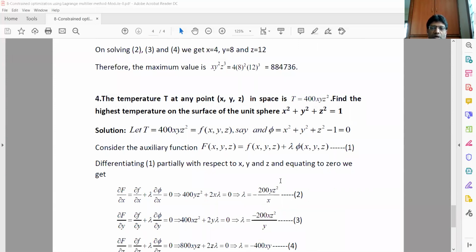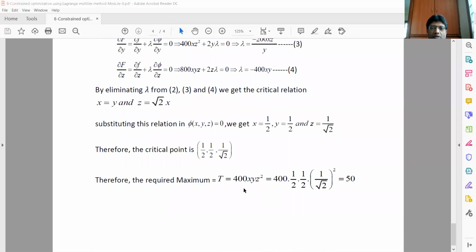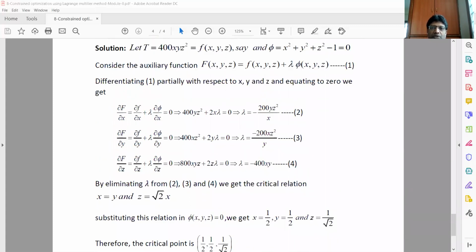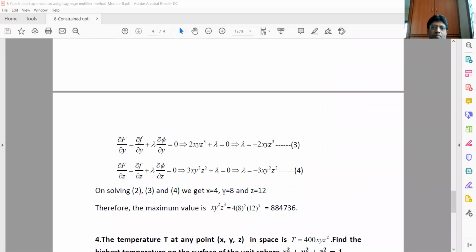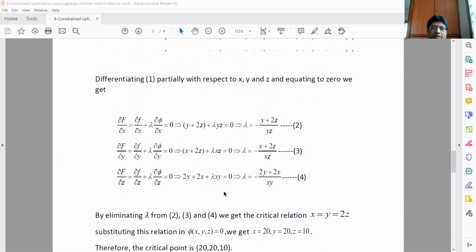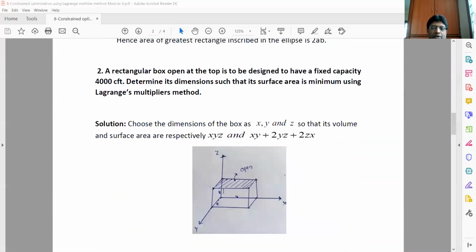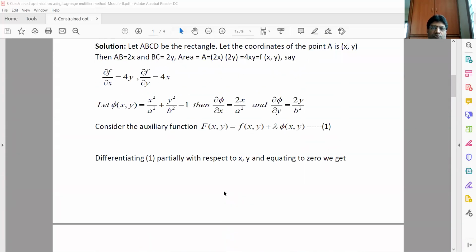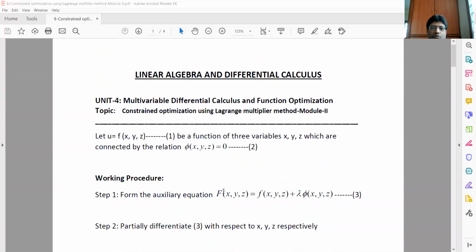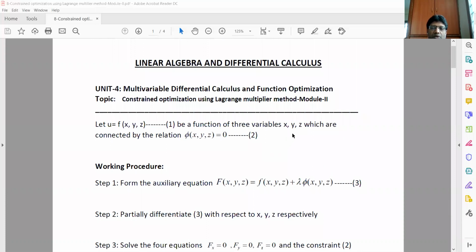So T equals 400 x y z square. So if you put in x is 1 by 2, y is 1 by 2, z square is 1 by 2, you will get 50. So that is the maximum temperature. Okay. So the procedure is very simple, right? But carefully you have to select what is f of x, y, z and what is the constraint. Once you know the f of x, y, z and phi of x, y, z, the procedure is differentiate partially with respect to x, y, z and equate it to 0, solve it for the critical point.